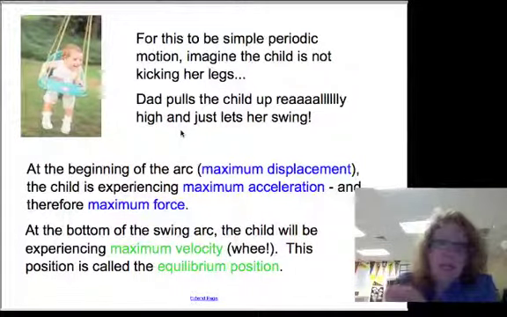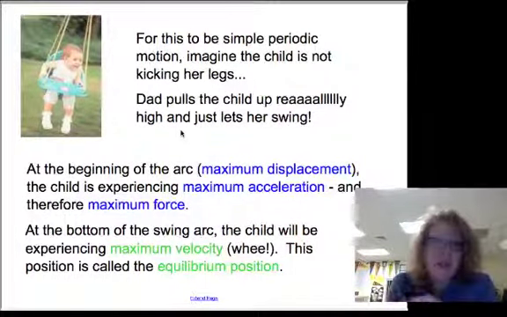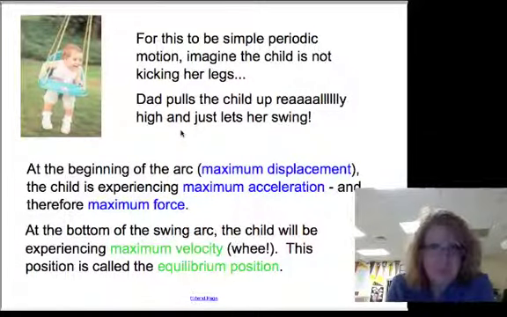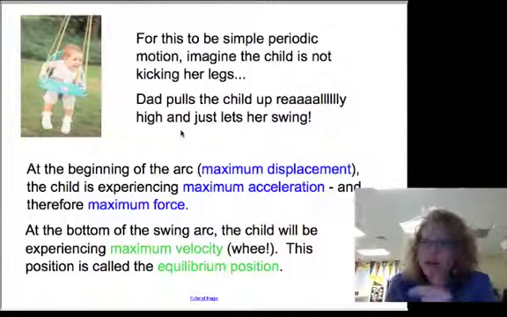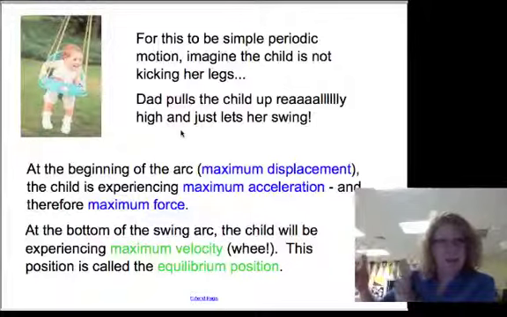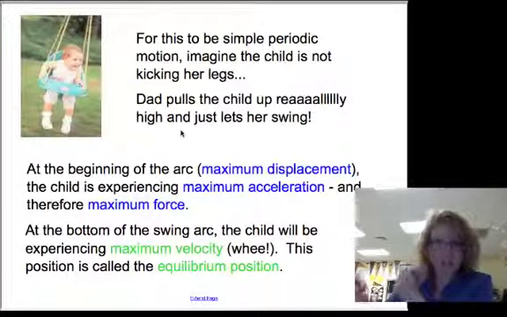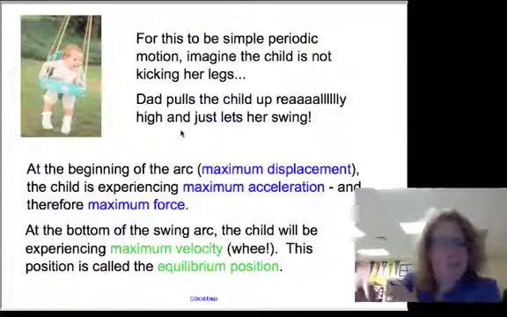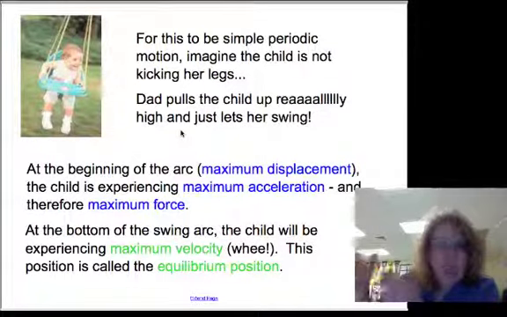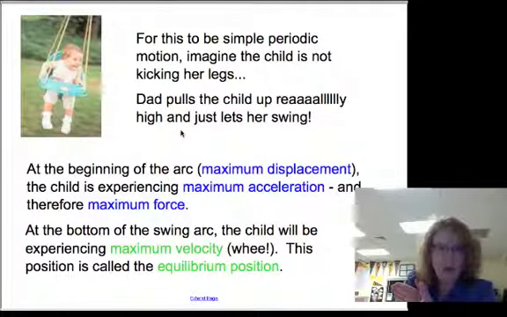And at that particular instant, when you let the child go, of course the child's going to experience maximum acceleration. Why? Because that's where they're the highest. They've got the most potential energy, gravitational potential energy in this case, and so therefore they're going to experience the most force as well, F equals ma. At the bottom of the arc, when they get to the middle of that swing, they're going to be experiencing that maximum velocity, woohoo, as you go through the bottom of the swing.